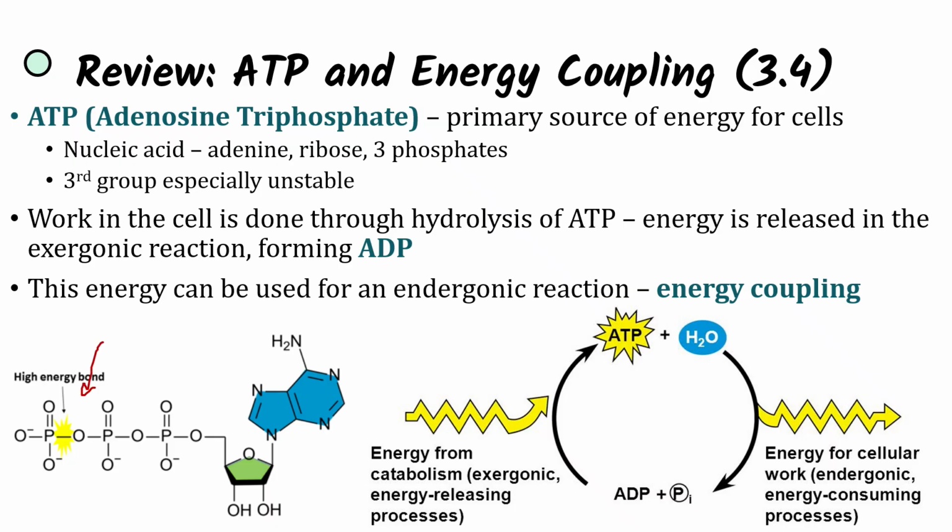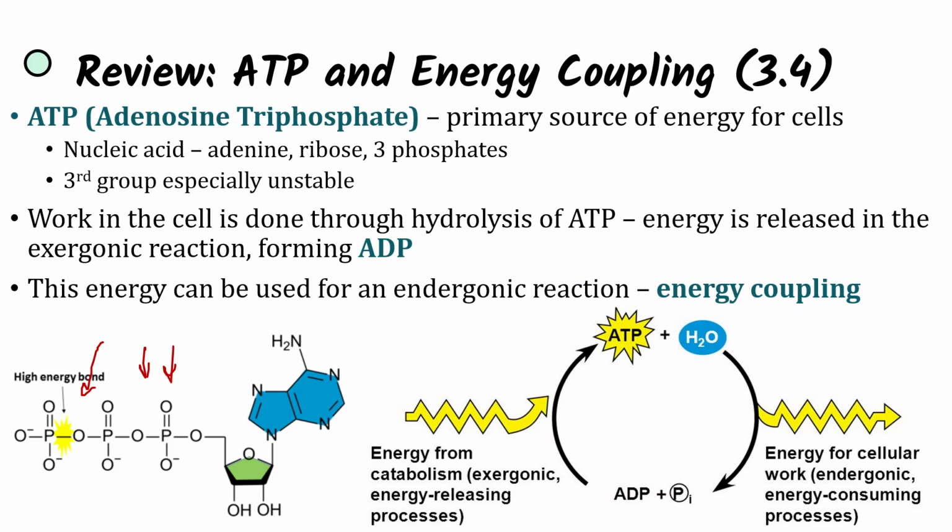And work in the cell is done through the hydrolysis of ATP, meaning the addition of water to break apart bonds, and energy is released in the exergonic reaction, forming ADP. So this energy comes from the breakage of this high energy bond, which results in ADP, adenosine diphosphate, with these 2 phosphate groups as well as 1 inorganic phosphate.